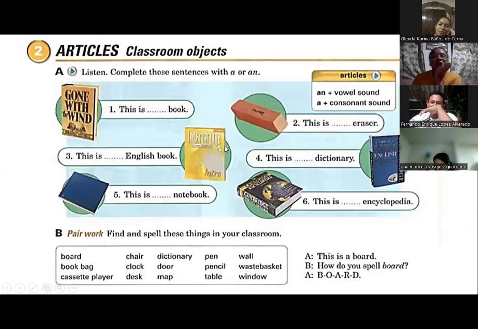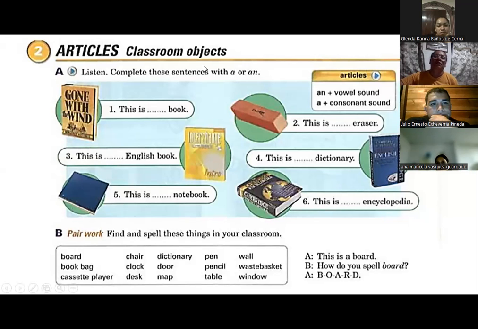Very good. So why is this important to know? Because we talk about different objects every day. So here we have some classroom objects and we have to complete with a or an. We use this word before a noun or before an object. But we use an before a vowel sound, and we use a before a consonant sound. For example, book starts with a vowel or consonant sound? Consonant.